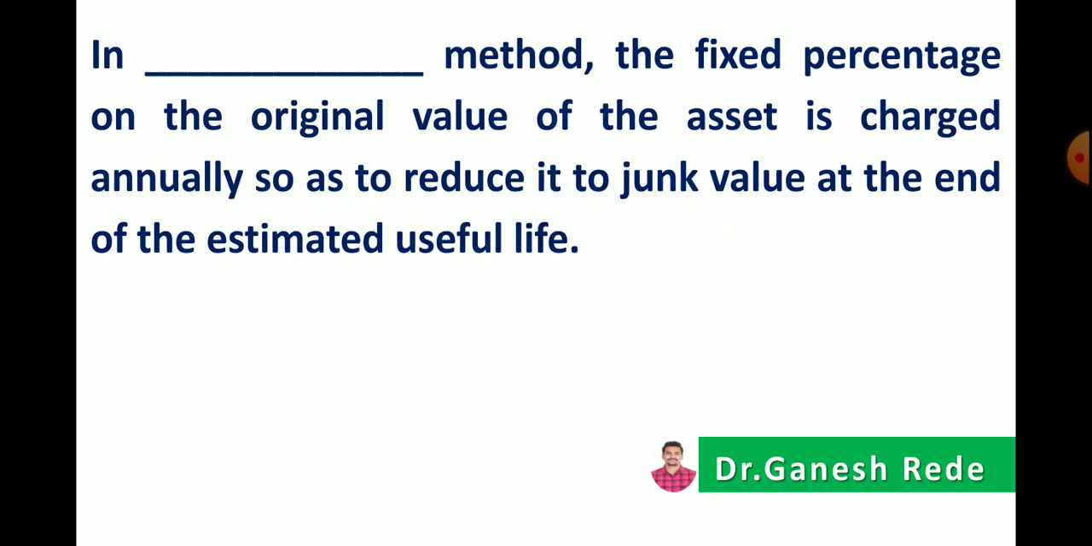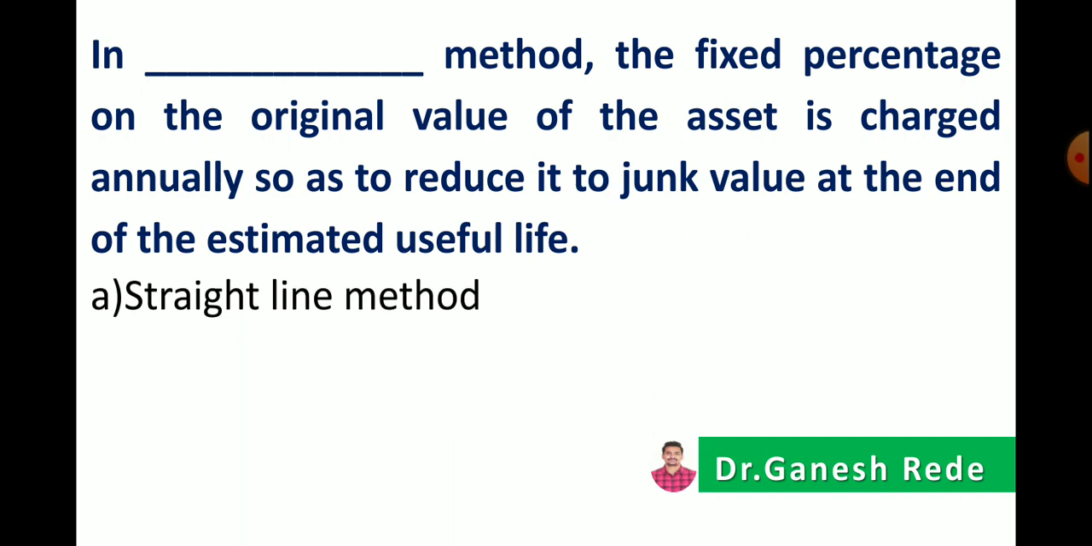Then next, in dash dash method, the fixed percentage on the original value of the asset is charged annually so as to reduce it to junk value at the end of estimated useful life.